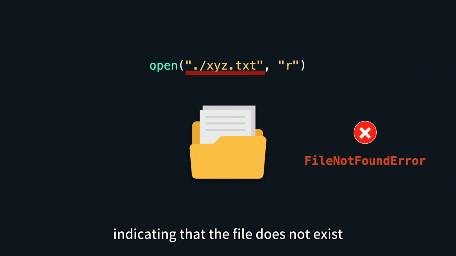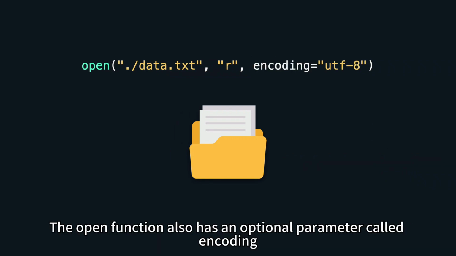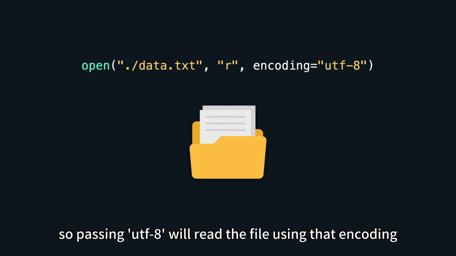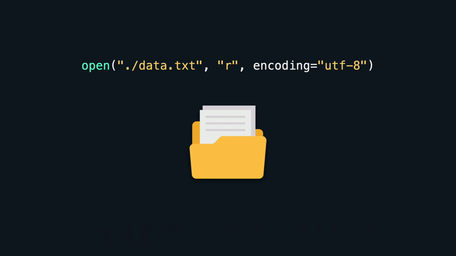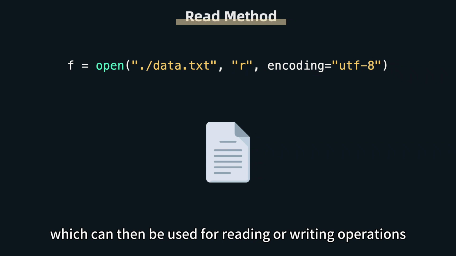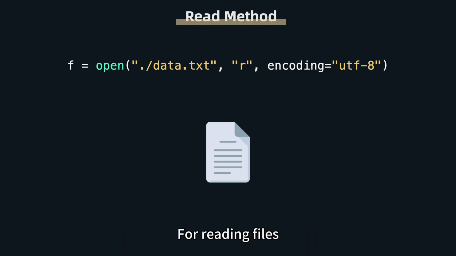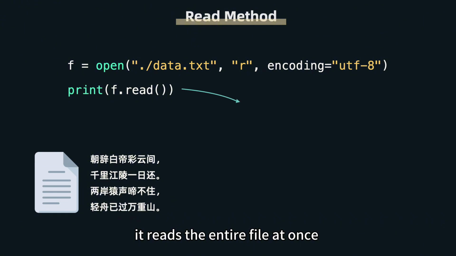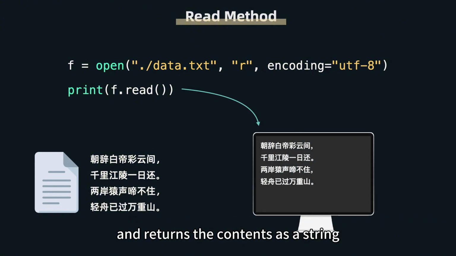The open function also has an optional parameter called encoding, which specifies the character encoding. Nowadays, most files use UTF-8 encoding, so passing UTF-8 will read the file using that encoding. If open executes successfully, it returns a file object, which can then be used for reading or writing operations. For reading files, the file object provides a read method. When called, it reads the entire file at once and returns the contents as a string.